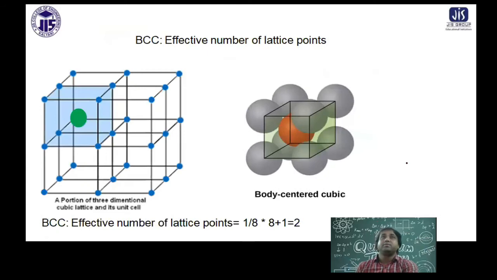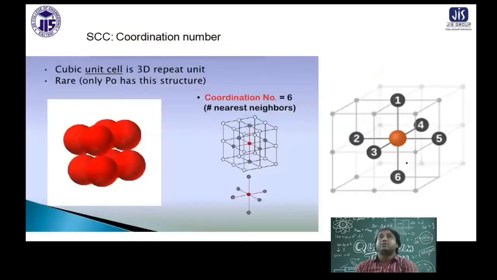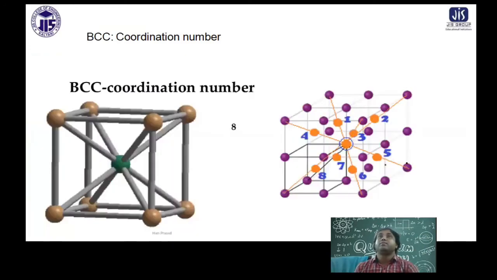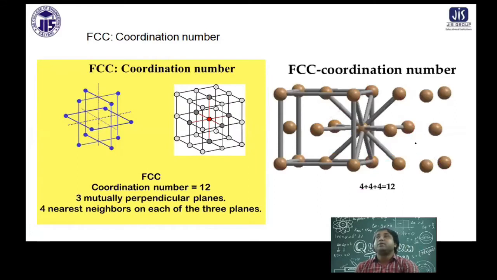I told you this is the BCC structure. Okay, FCC structure, coordination number: 1, 2, 3, 4, 5, 6. You can see the minimum distance it is maintaining with that orange ball with any other atom. BCC means all 8 are at equal distance because that is at the center of the body. FCC means on the plane, 4. You see on the plane, this is on the plane, 4. Side of it is 4. Left hand side also it is 4. So 4 plus 4 plus 4 is 12.